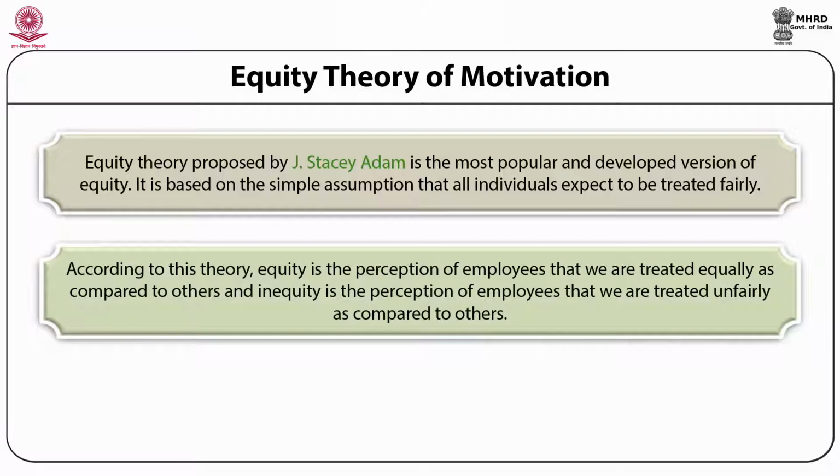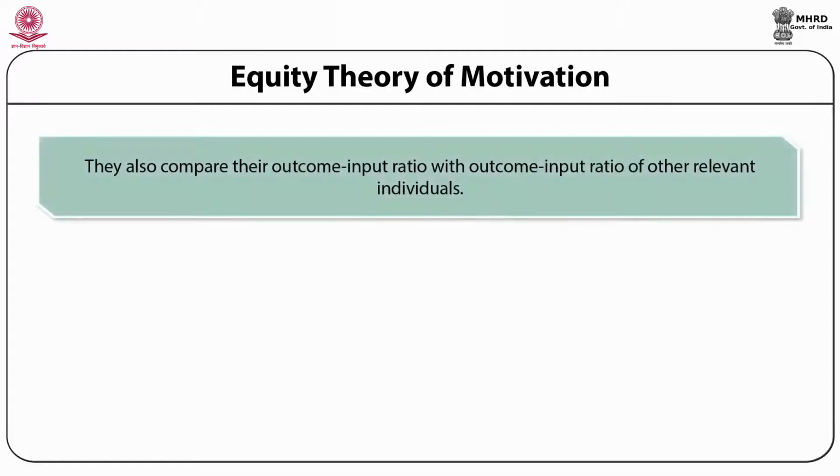According to this theory, equity is the perception of employees that they are treated equally as compared to others, and inequity is the perception of employees that they are treated unfairly as compared to others. Employees always assess what they get from the job against the inputs they put into the job. They also compare their outcome input ratio with the outcome input ratio of other relevant individuals, which means that employees always tend to compare their level of efforts and salary with other people in the organization.